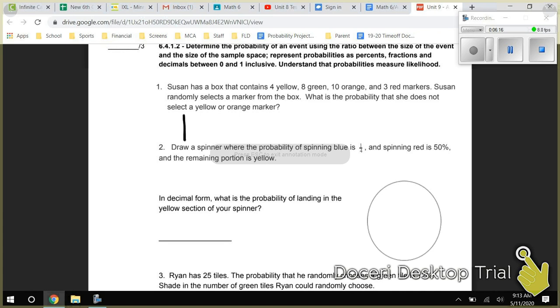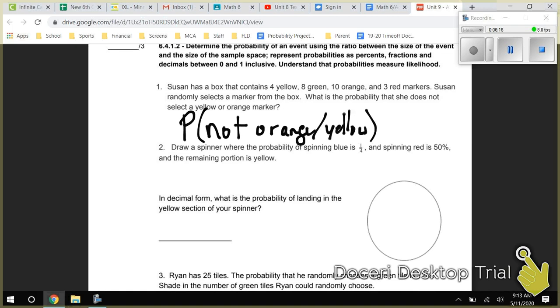We want the probability of not orange or yellow. All right, so I need a total. The total is going to be my denominator. So you got 4 plus 8 is 12, plus 10 is 22, plus 3 is 25. Okay, so 25 total.